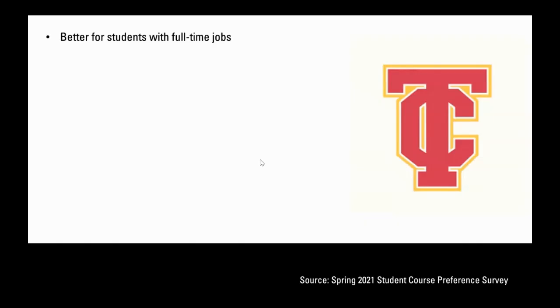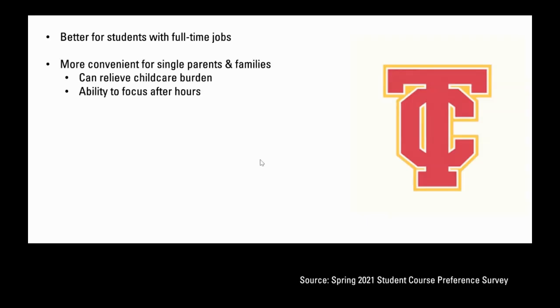It's better for students with full-time jobs. So 75% of Triton's student base is part-time, which means that there's probably a really good chunk of those students that also have other responsibilities, including full-time jobs. Online distance learning gives them the option to manage both of those successfully. It's also more convenient for single parents or families. In some instances, daycare can be crazy expensive, so it relieves that burden, and it also allows them the ability to focus after hours when it's more convenient for them.